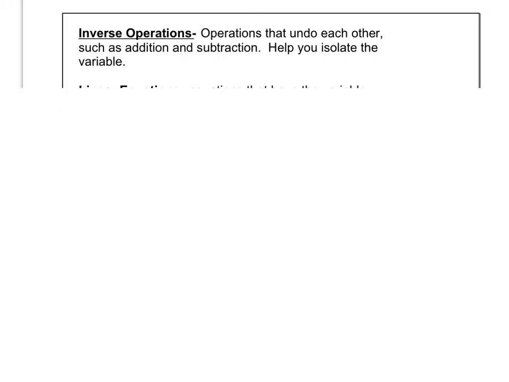First thing we need to know is definitions, first inverse operations. Inverse operations are operations that undo each other, such as addition and subtraction. They help you isolate a variable, okay? Isolate means to get a variable by itself or all alone. And again, addition and subtraction are opposite operations, inverse operations, so they undo each other. On the next lesson, we'll talk about multiplication and division being inverse operations as well.